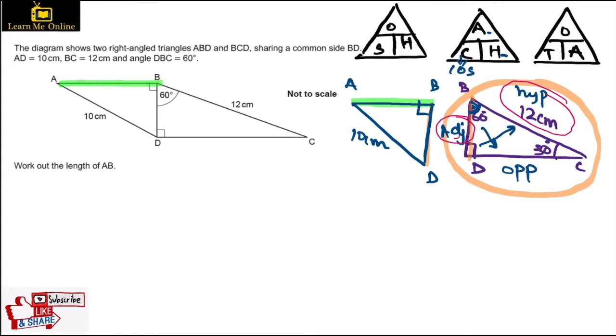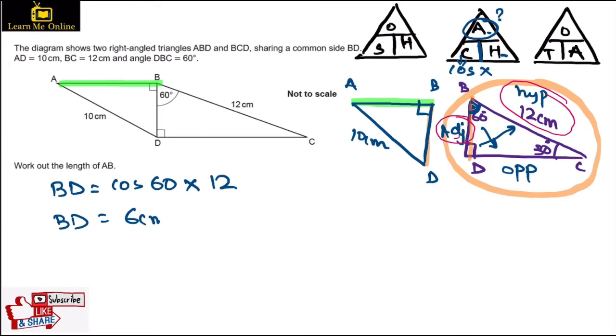Okay, now we're going to write it down. What we are finding is the adjacent. This line means multiply. To find the adjacent, which is the length of BD, we say cos 60 times the hypotenuse, which is 12. When you do cos 60 times 12, you get BD equals 6 centimeters. So we know that this length is 6 centimeters.